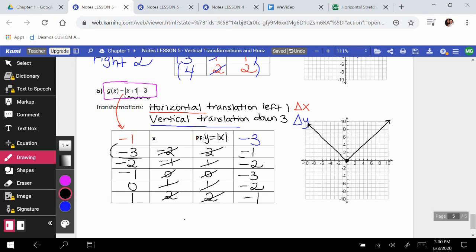We have negative 3, negative 1. Like I said, I'll do this in purple. We have negative 2, negative 2. We have negative 1, negative 3. We have 0, negative 2. And we have 1, negative 1.